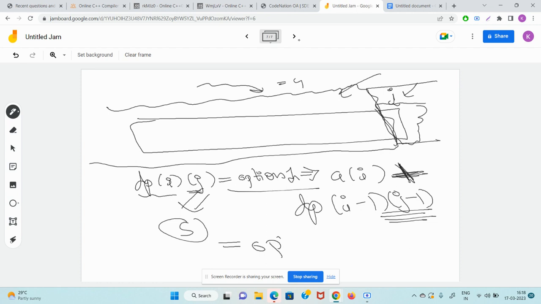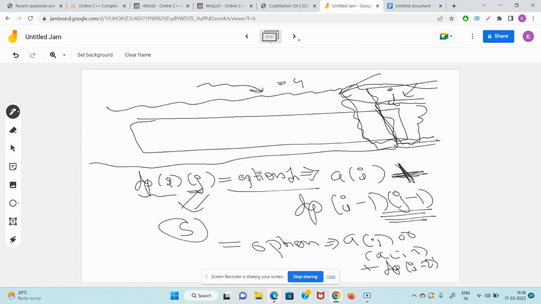Like this, what will be option 2? You can take the last two elements in the last part. A of i plus A of i minus 1 plus dp of i minus 2, j minus 1. Let me explain it in a much easier manner.